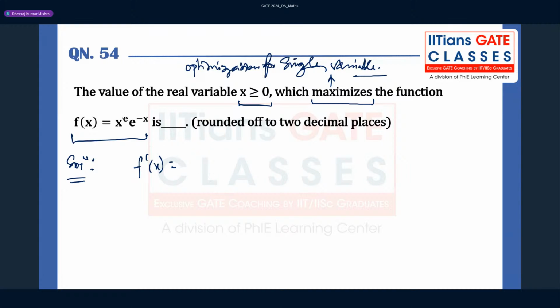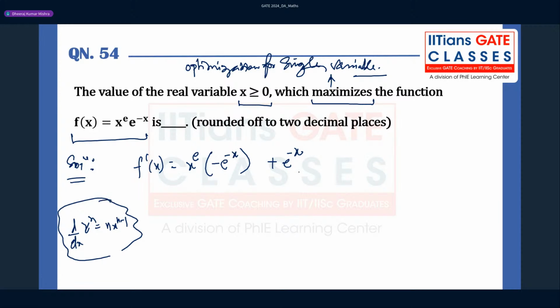First, keep x to the power e as it is, and differentiate the second, which will give you minus x. Again, keep the second guy, e raised to power minus x, as it is, and differentiate x to the power e. You can consider this as x to the power n. What is the differentiation, dy by dx, of x to the power n, guys? n x to the power n minus 1. I believe everybody knows this. So it will be e x to the power e minus 1.